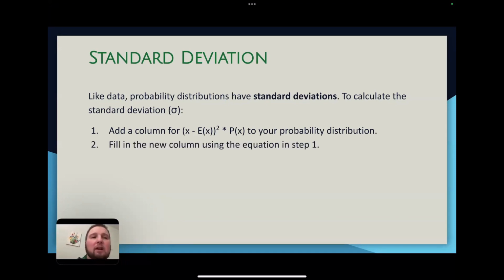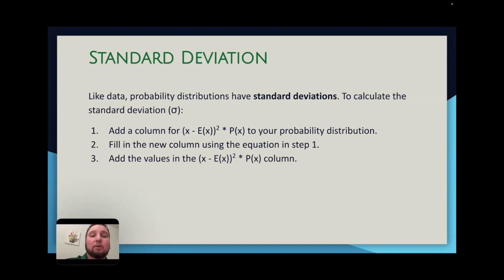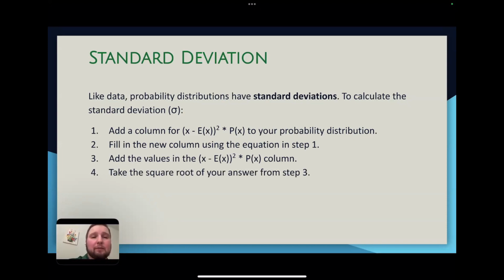We fill that column in using the equation. And just like for the mean, we're going to add down that column. The only difference is this doesn't give us the standard deviation. This gives us the variance. To get the standard deviation, we have to take the square root of the variance.